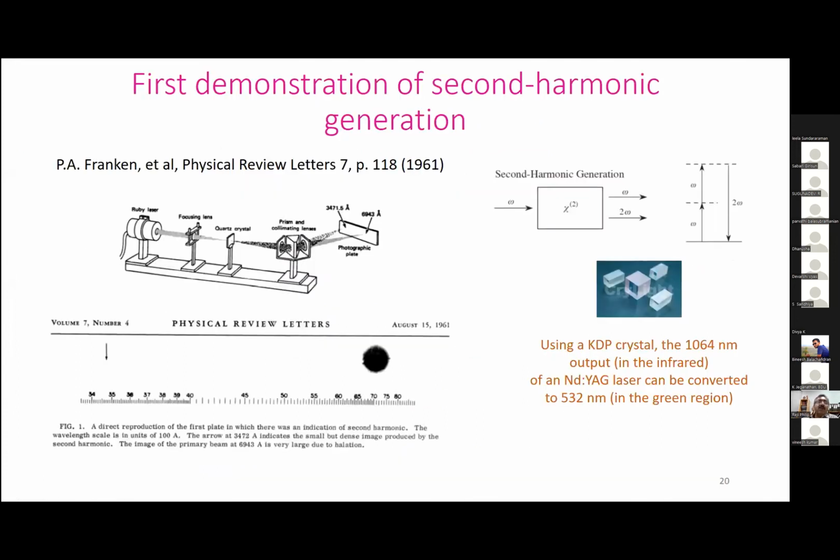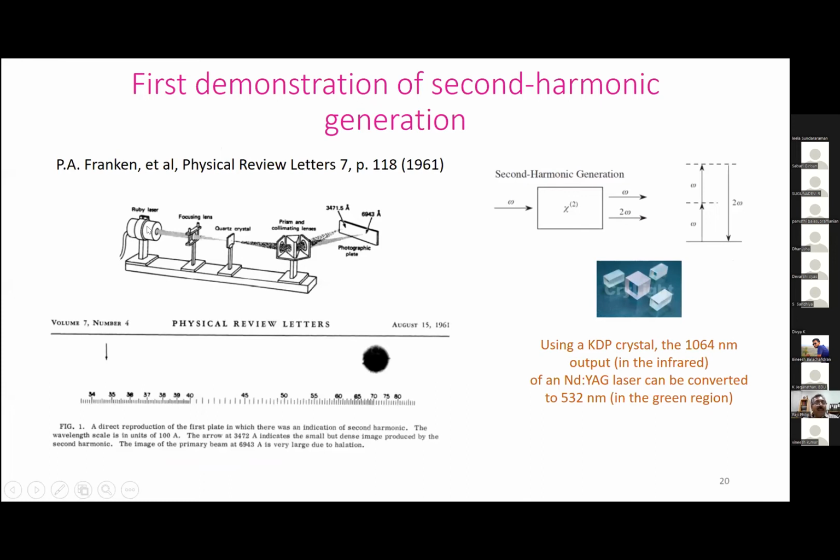Now let us see how do we do this? How do we actually generate this? So the first paper of second harmonic generation appeared in PRL in 1961 by Franken et al. So here there's a ruby laser. We know that it was only in 1960 that the ruby laser, the very first laser, was invented by Maiman.